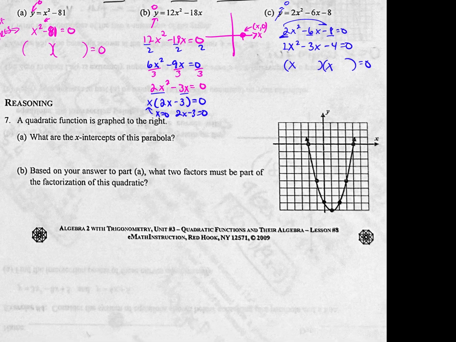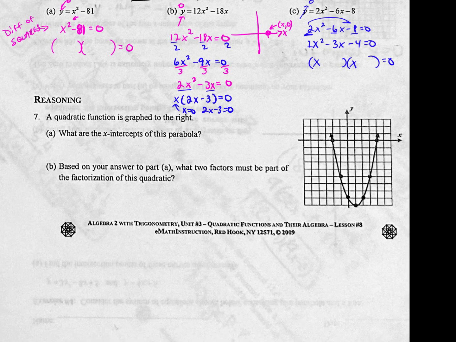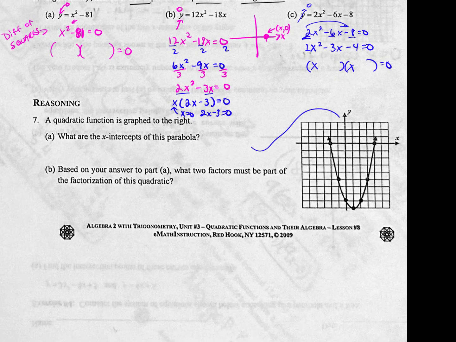Quadratic function is graphed at right. What are the x-intercepts? Oh, you know those guys. There they are, right there and right there. Those are your x-intercepts. Find their coordinates. There's your origin. 3, that's 4, 0, x-intercepts. Okay, I'll let you find the coordinates of that one.